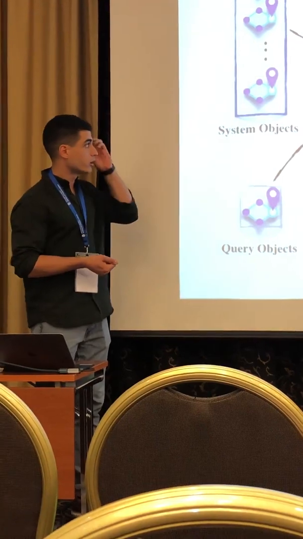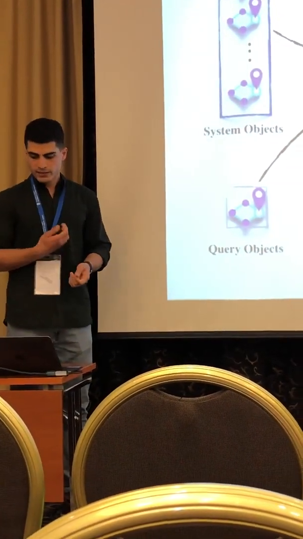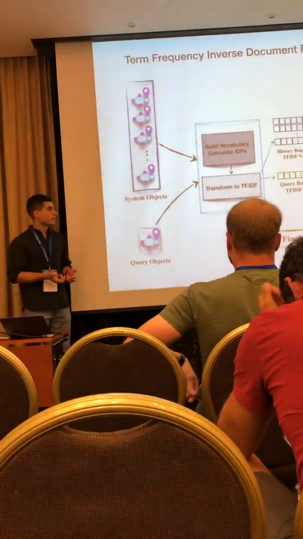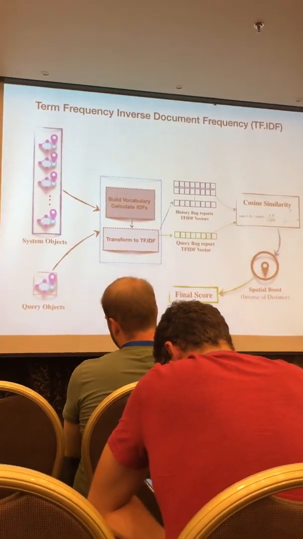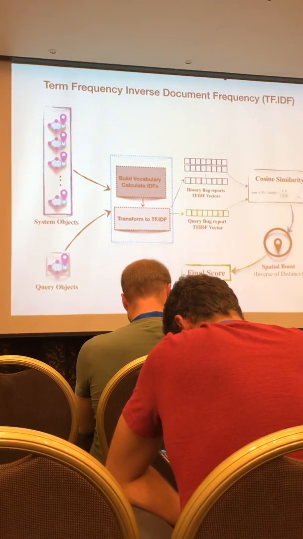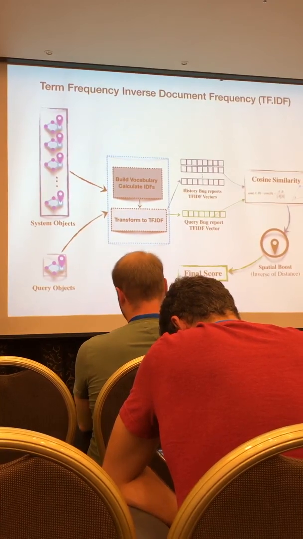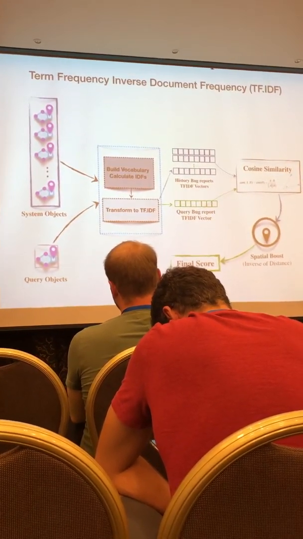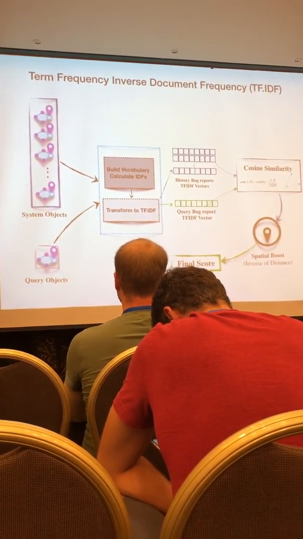After transforming all documents, basically all the objects, to their corresponding TF-IDF vectors, we calculate the non-spatial similarity of the query object to each system object using the cosine similarity of their corresponding TF-IDF vectors. Then we boost this value using the inverse distance of each adjacent object to achieve the final score for each system object.